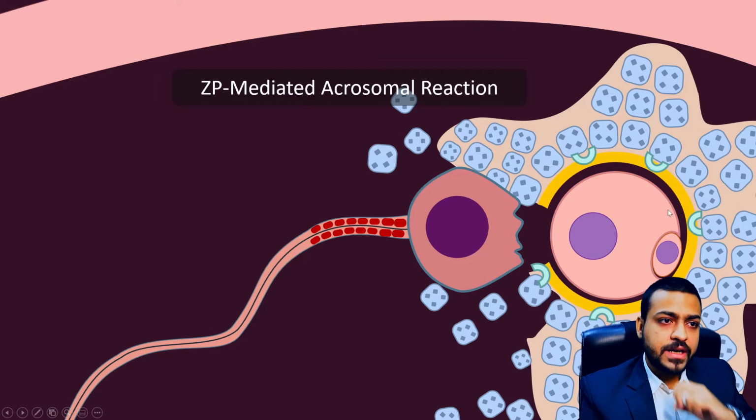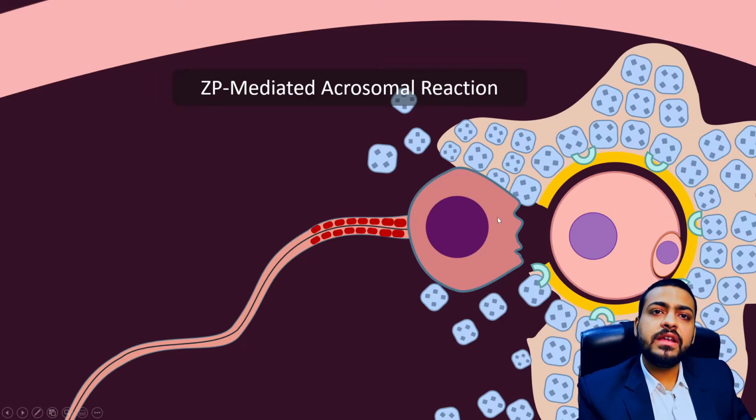By the way, ZP3 is zona pellucida 3 protein. There are other proteins as well in the zona pellucida, and in the order of its discovery, it was numbered as zona pellucida 3 protein. So this zona pellucida 3 protein acts as the receptor of sperm on the zona pellucida.